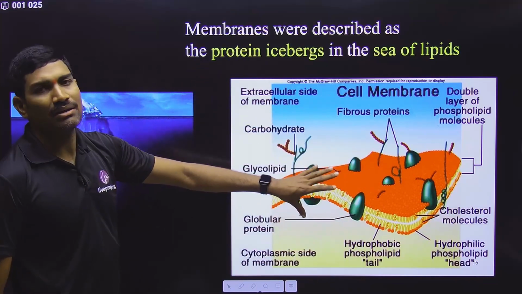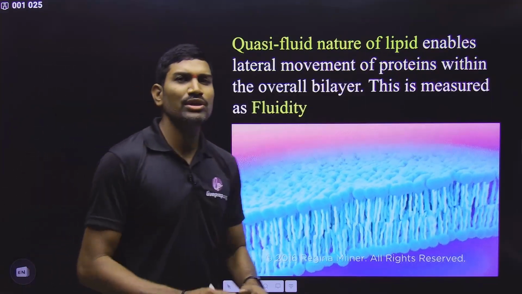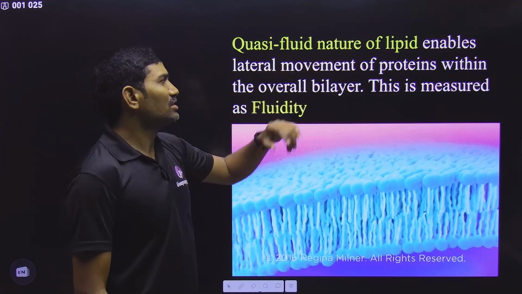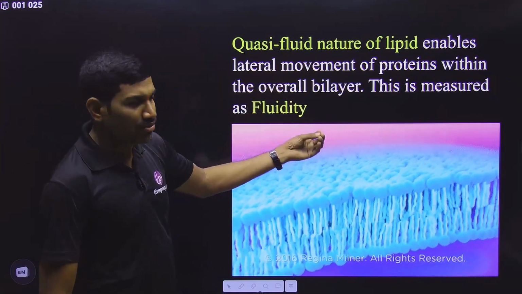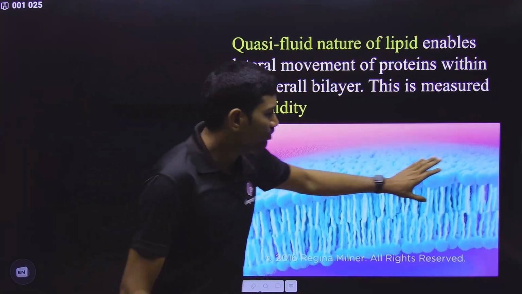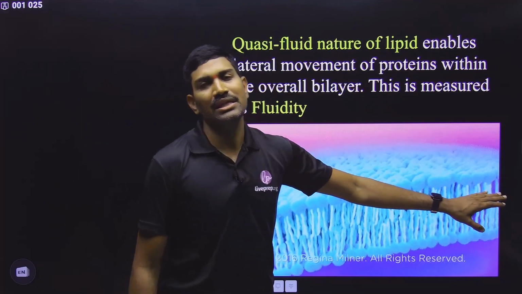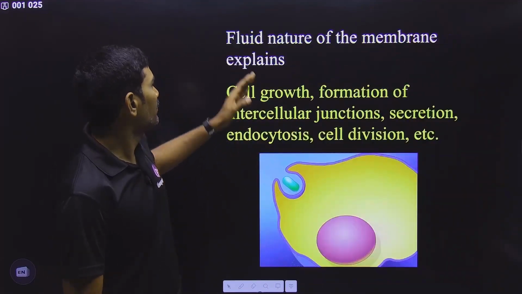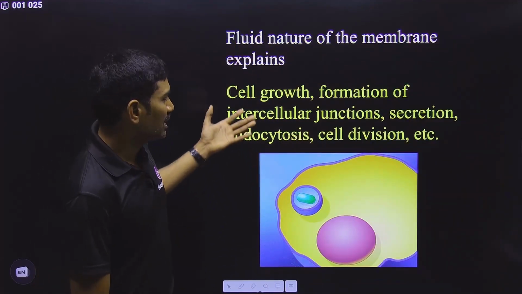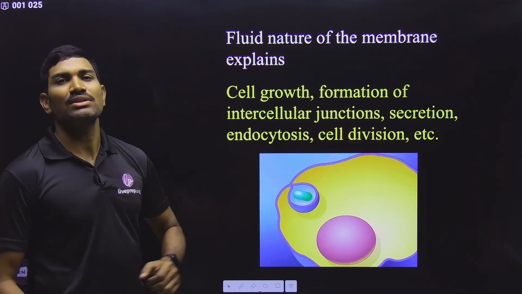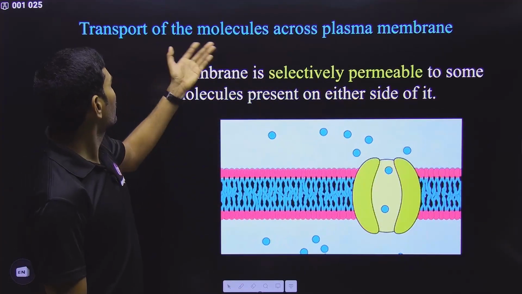So this is how they are present. This is about the fluid mosaic model, the quasi-fluid nature. Because of the quasi-fluid nature, both proteins and lipids can move within the membrane. Clear? And because of the fluid nature, we are able to explain various functions of the cell. Clear? Next one, transport.